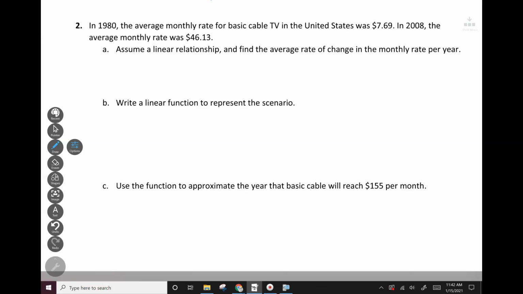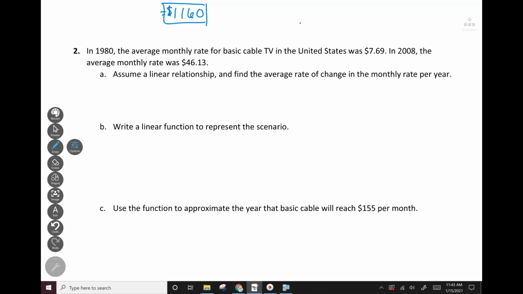In 1980, the average monthly rate for basic cable TV in the United States was $7.69. Phew, I wish. In 2008, the average monthly rate was $46.13. Okay, so hopefully you can see that we've got 2 points there, this point and this point. We don't know which one should be X or Y yet, but we'll see in the question. It says assume a linear relationship and find the average rate of change in the monthly rate per year.